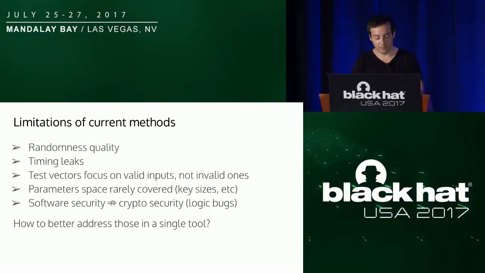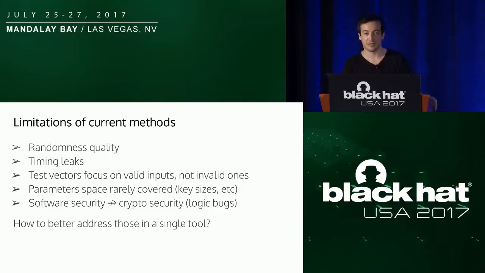Moreover, the methods I mentioned are not perfect. They will most of the time not check the quality of the randomness. Randomness is very important in crypto because if it's incorrect, then everything is insecure. They will most of the time not check for timing leaks. You have some Valgrind plugins that try to do this, but it's a very special case.